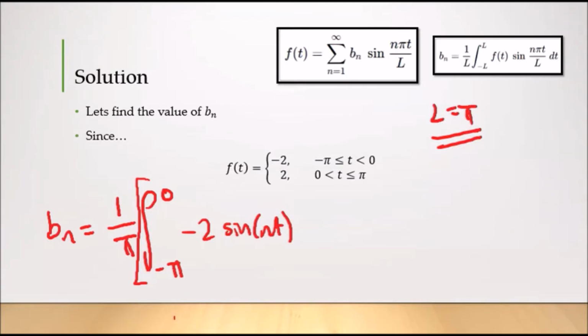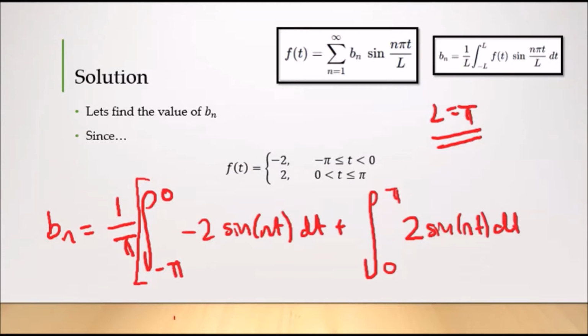Okay, dt. Plus, and then we do another integral covering the other ranges. It is from 0 to pi, with the factor 2, and this would be sine nt. Easy stuff. Okay, not bad. So that's what we do. Now we just evaluate these integrals.